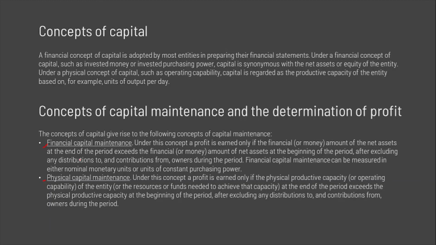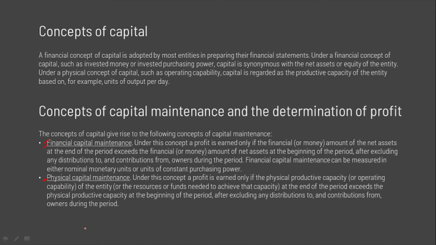The concept affects the determination of profit. In this regard, the concepts of capital give rise to the following concepts of capital maintenance: your financial capital maintenance, as well as your physical capital maintenance. First, let's discuss your financial capital maintenance. Under this concept, profit is earned if the net assets at the end of the period exceeds the net assets at the beginning of the period, after excluding any distributions to and contributions from owners during the period. Financial capital maintenance can be measured in either nominal monetary units or units of constant purchasing power.